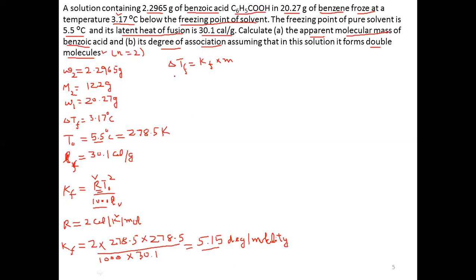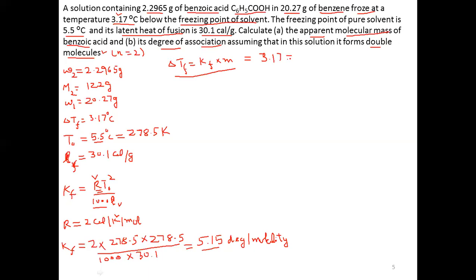Now we can put it here. Delta Tf is equal to Kf into m, because we have to calculate apparent molecular mass, so we will not use iota. Let us see the value of molecular weight. If we don't introduce the factor iota, as it associates, the molecular weight will be higher than the actual molecular weight of benzoic acid. Let us see. Delta Tf is 3.17.